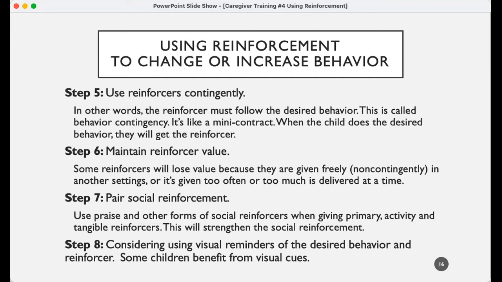Remember to pair social reinforcement or praise or other types of social reinforcers while you're delivering those primary activity or tangible reinforcers. This will strengthen the social reinforcement. Also consider using visual cues or reminders for the desired behavior and the reinforcer, like a first then board. Some children benefit from visual cues.